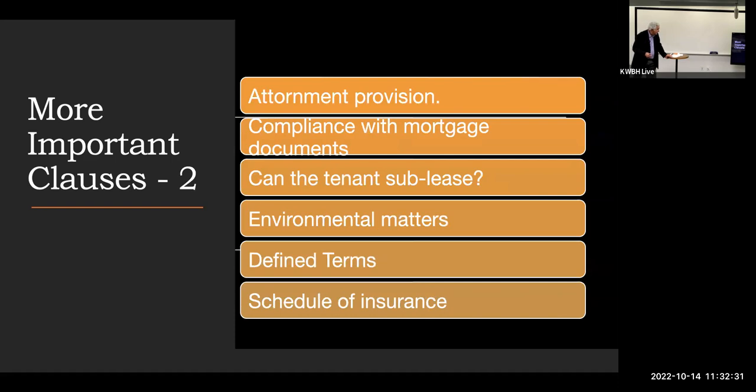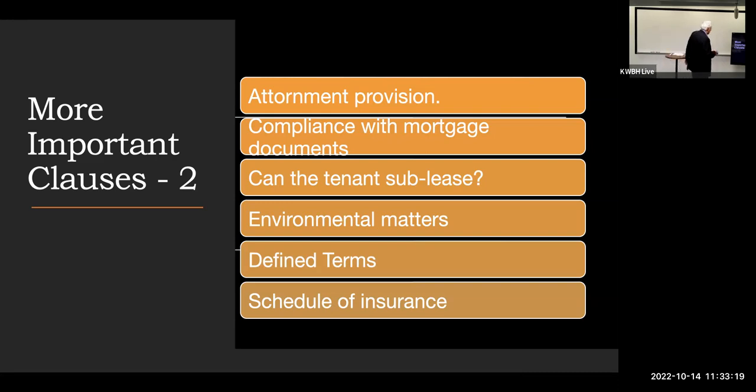Next slide, please. An attornment provision, I talked to you about that. An SNDA does that, but you also want to have an attornment provision in the lease. Compliance with mortgage documents. When you take out a loan, your lender is going to have certain requirements that the tenant must do. If you don't have in the lease that the tenant has to comply with requests of the lender or with mortgage documents, you're also going to have a problem with your lender.